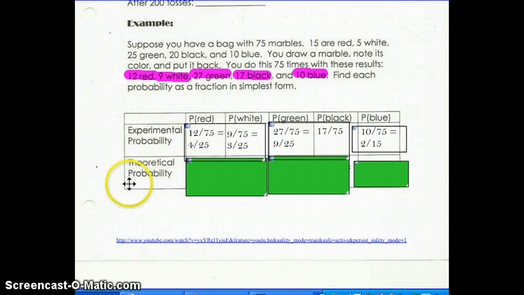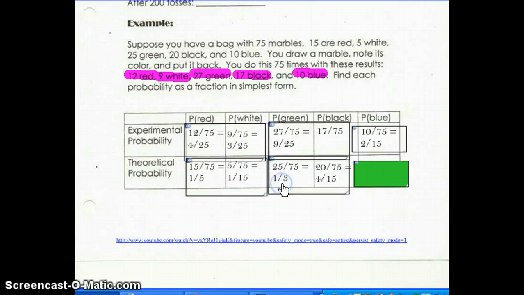The theoretical probability has to do with how many marbles were actually in the bag and what should have theoretically happened. For red, it's 15 out of 75, which equals 1/5. White is 5 out of 75, which equals 1/15. Green is 25 out of 75, which equals 1/3. Black is 20 out of 75, which is 4/15. And blue is 10 out of 75, which equals 2/15.